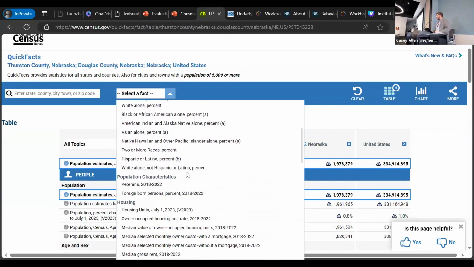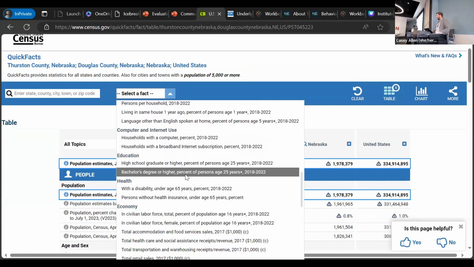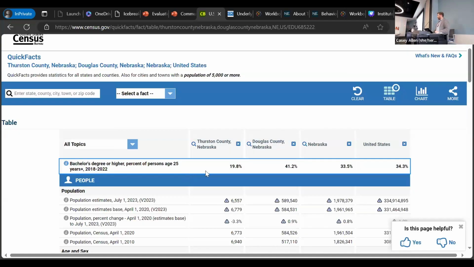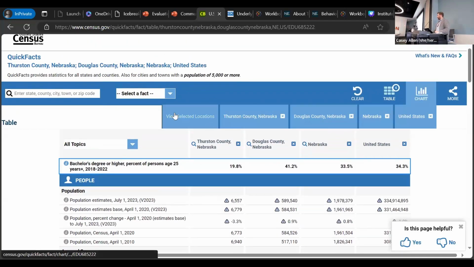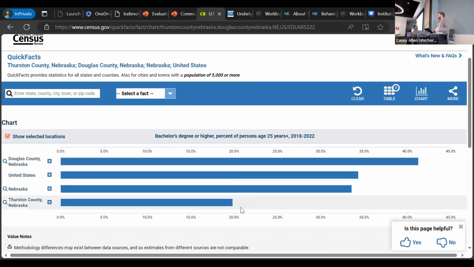Let's look at college education. So we want to look at the proportion of people who have a bachelor's degree or higher. Now, if I visualize this information, you can see that folks in Douglas County are actually going to college and graduating with pretty substantially higher frequency than the United States. But in Nebraska, the proportion of people who are graduating with a bachelor's degree is a little bit smaller than in the United States. And in Thurston County, it's less than half of what it is in the United States. So we're seeing some pretty significant disparities that are emerging here using CDC Quick Facts.